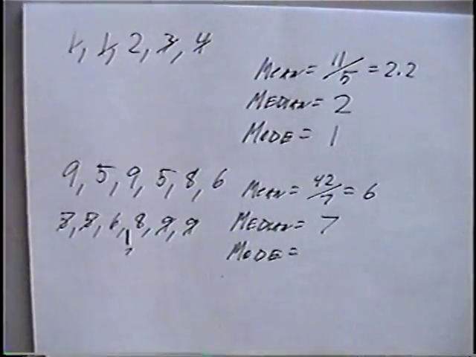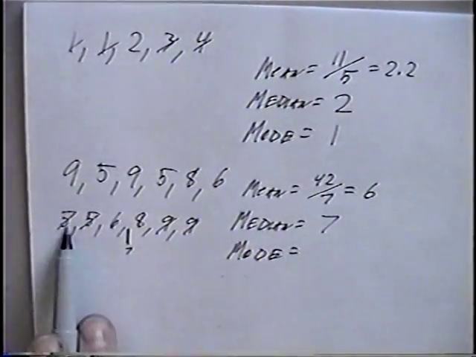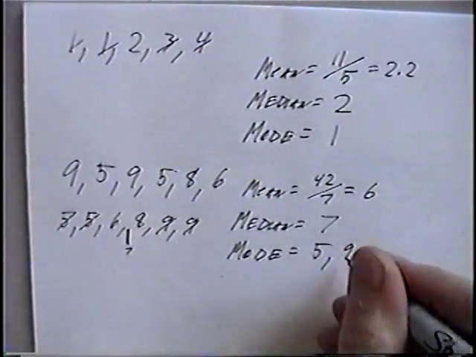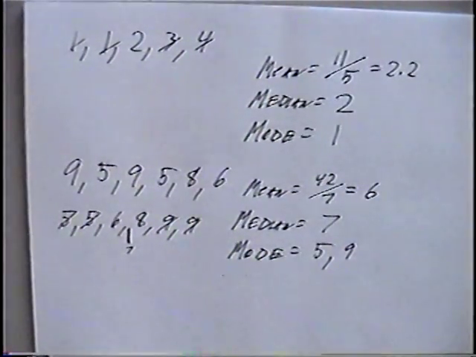The mode again is the number that repeats the most times. We have 2 5s and 2 9s. If they repeat the same number of times, you can have 2 modes, 5 and 9.